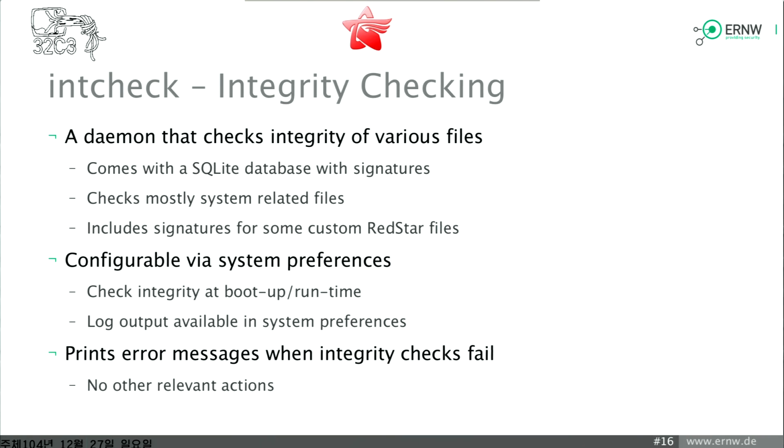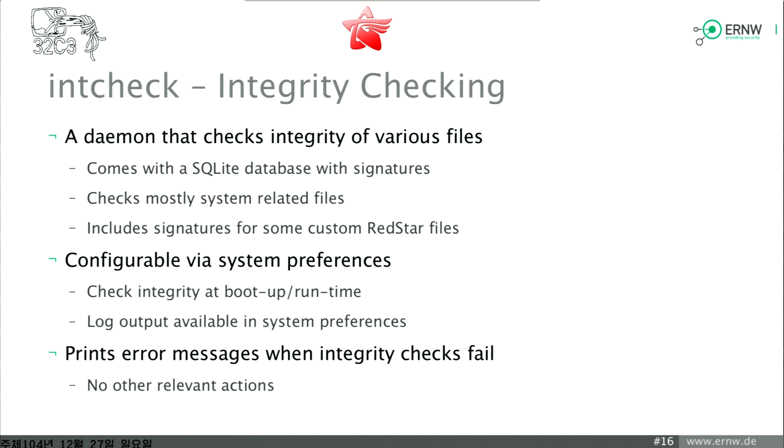And one way to do this is using this process right here. It's called IntCheck. It comes with an SQLite database with hashes of files on the system, like signatures for the system, and you can configure it from user space, so it's not hidden. It's pretty transparent to the user. I think there even comes a UI with it where you can configure everything, and it's run at boot.